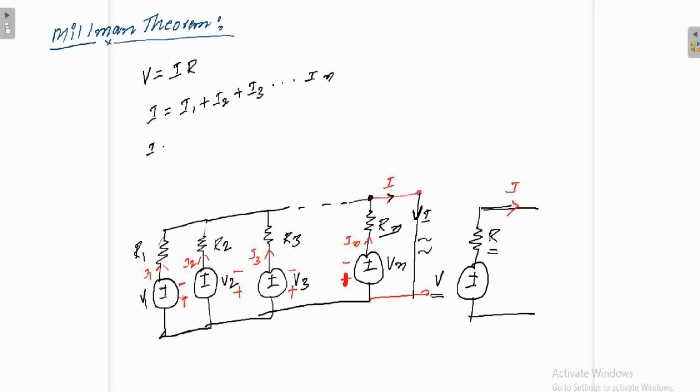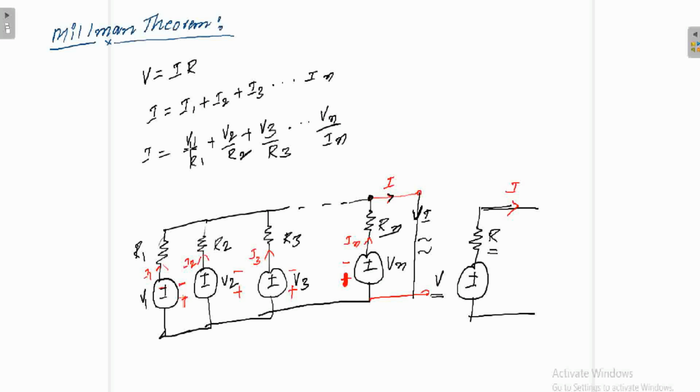But what is I1? I1 is equal to V1 by R1. I2 is equal to V2 by R2. So here you can write I is equal to V1 by R1 plus V2 by R2 plus V3 by R3. We are just applying Ohm's law. Similarly, In is Vn by Rn.